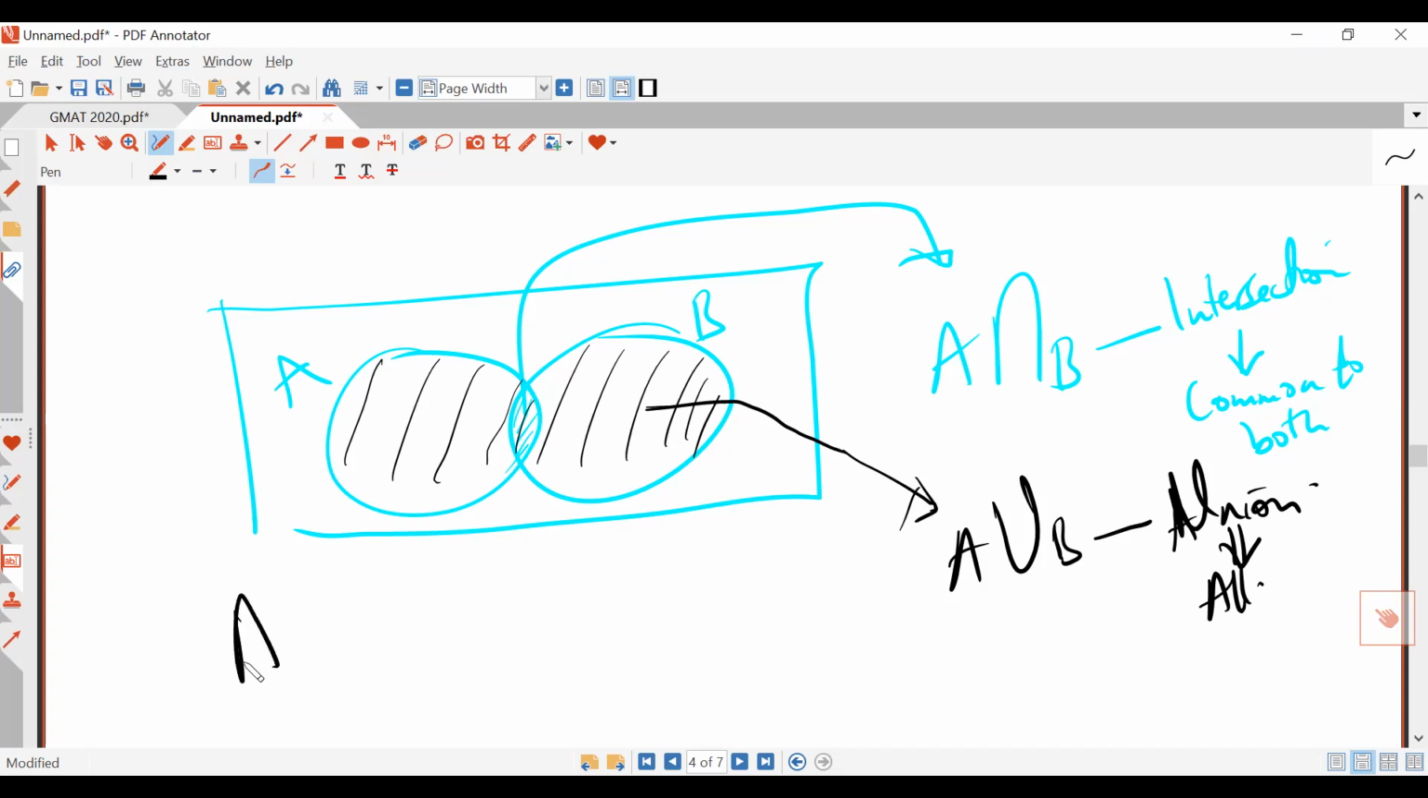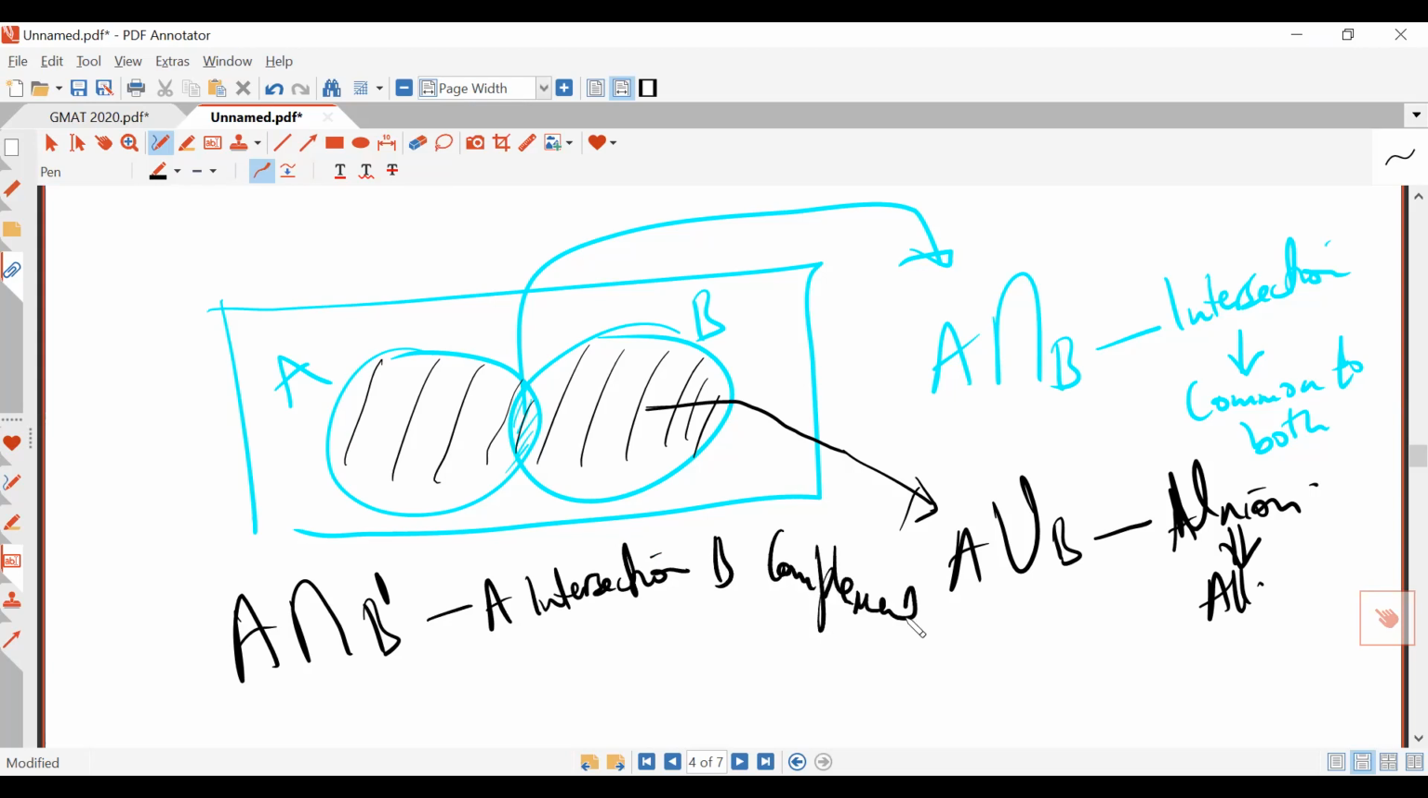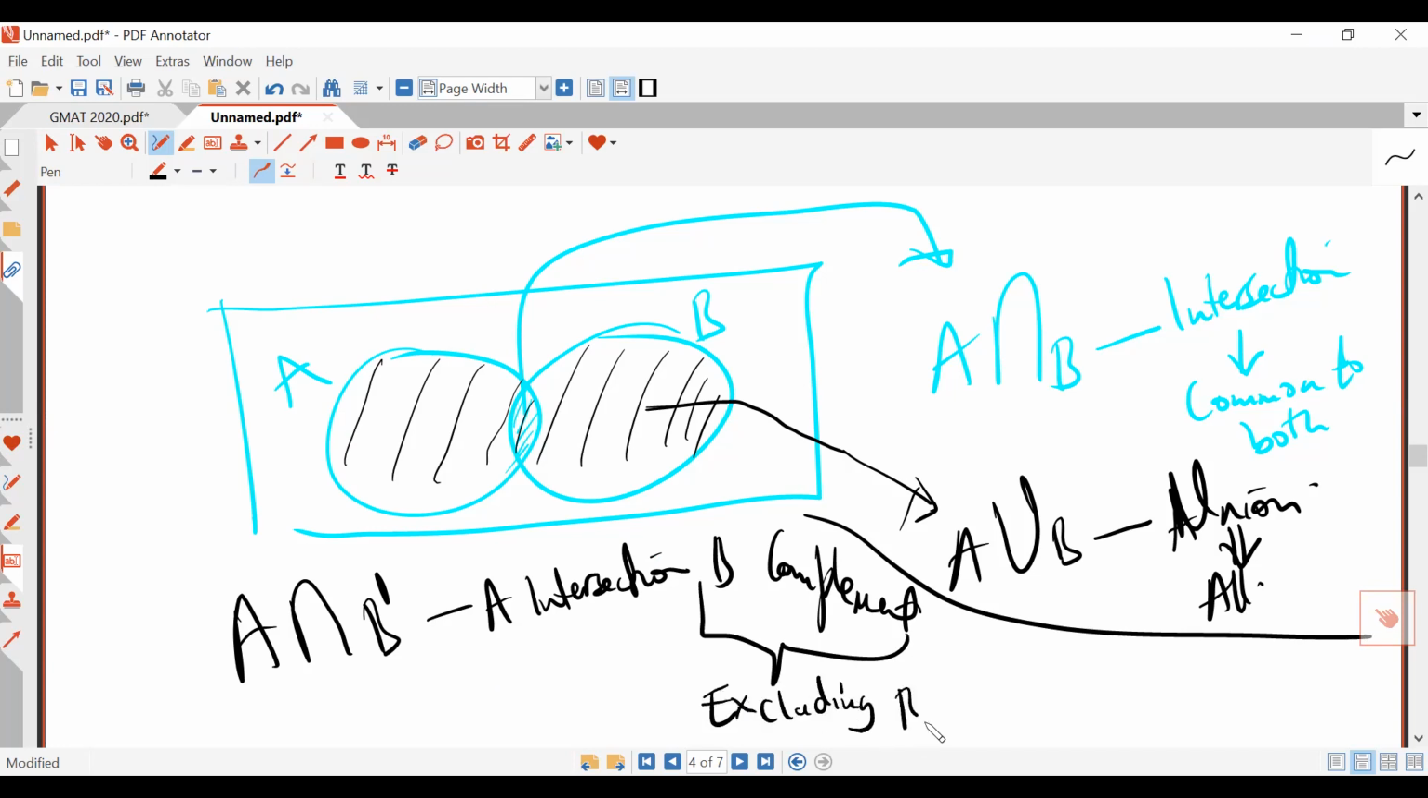Now, if you're having A intersection B complement. This is A intersection B complement. What does this word complement mean? It means excluding B.